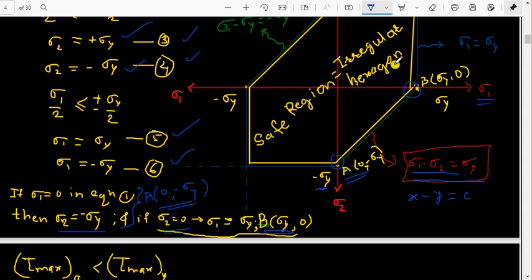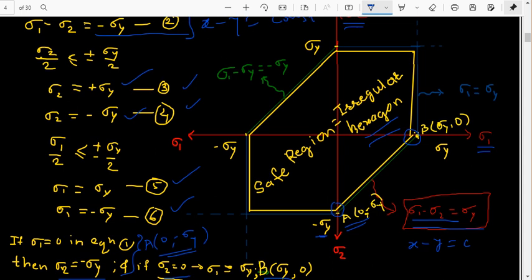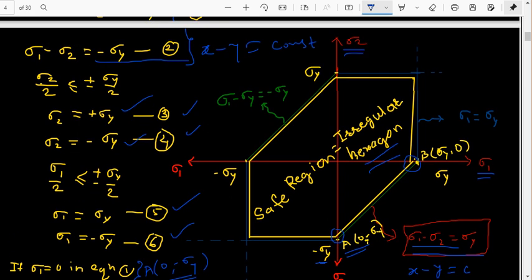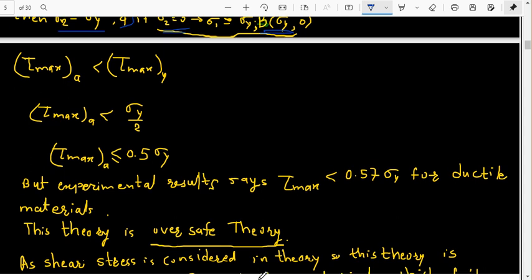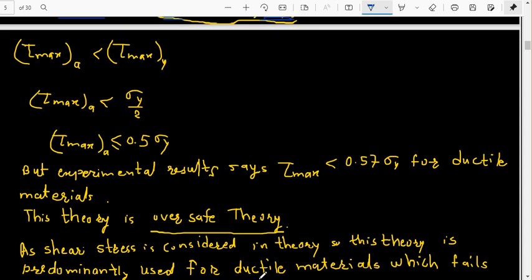and we will get such a hexagon, which is an irregular hexagon because all the sides are not equal. And from this graph we can say that this is the safe region according to Tresca's theory or Guest's theory. Now we will discuss this safe region with a ductile material, and we will then finally compare it with the experimental result, whether this theory is suitable for ductile material or not.